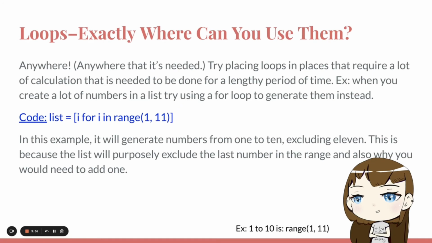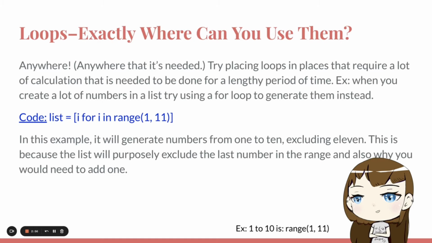Where exactly can you use loops? You can use loops anywhere that's needed, at least. So loops should probably be placed in places that require a lot of calculation, and these calculations must be done for a lengthy period of time. For example, if you wanted to say sum plus equals 1, that means you're adding 1 to the sum each time. And to do that 10 times, I would have to write that piece of code 10 times, which I obviously do not want to do.